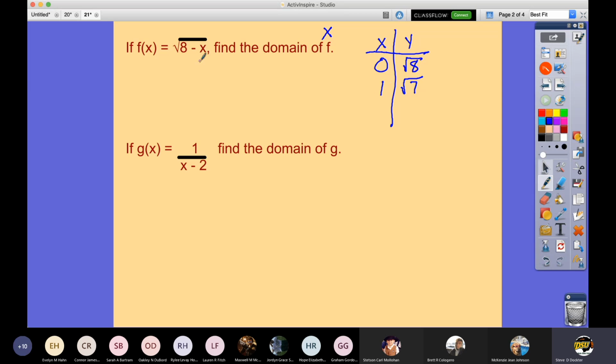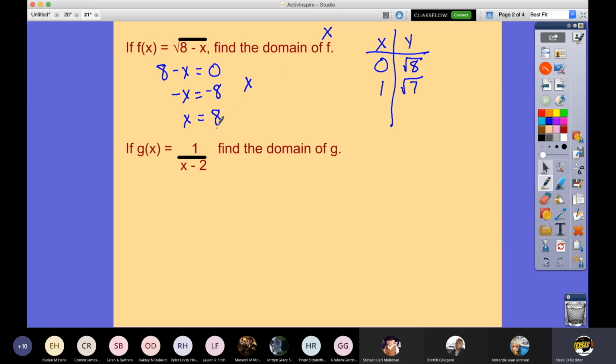We know that these work. And how we find that biggest or smallest number is we set whatever's under the square root equal to 0, and then you solve for x here. Most of you would subtract the 8 over, get negative x equals negative 8, and then divide by negative 1, so x equals 8. Now, this tells us our ending point. We just don't know if it's greater than that or less than that, and we have to figure that out.